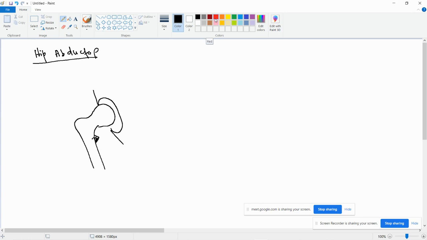Whatever muscle is responsible for hip abduction sits lateral to the hip joint. When we talk about the hip abductors, this is the arrangement: these muscles cross your hip joint laterally, extending from your pelvis towards your femur. So we know these muscles are responsible for hip abduction.